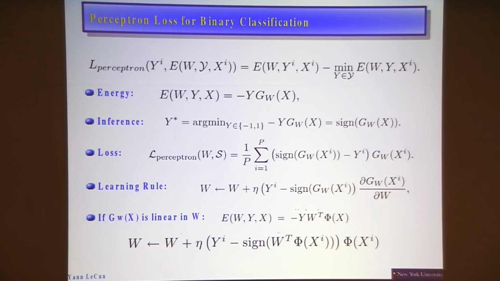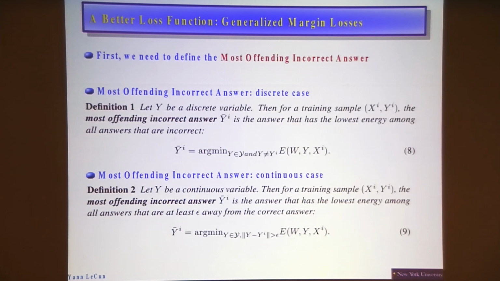Then the update formula for minimizing this using stochastic gradient descent comes down to updating W with some constant times the difference between the correct answer minus the answer that your machine produces, multiplied by the input features. And that's just the perceptron learning rule. But there are obvious generalizations of this for when E is a more complex function and perhaps has latent variables that you've been minimizing over.